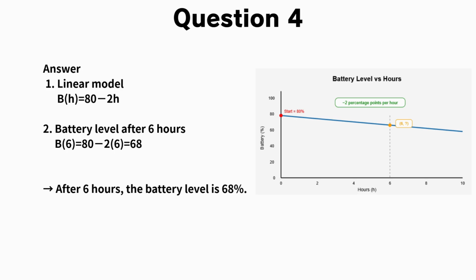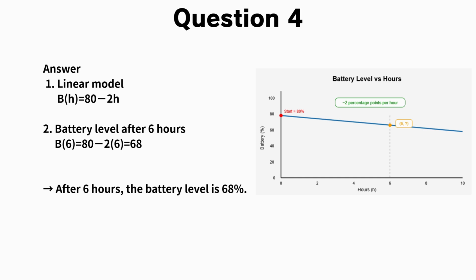Now, let's go through the solution to question 4. This situation is modeled using a linear function because the battery changes at a constant rate over time. We are told that the battery starts at 80%. This value represents the initial amount, which is the y-intercept of the model. Next, the battery decreases by 2 percentage points per hour. Since the battery is going down, the rate of change is negative. This gives us a slope of -2.